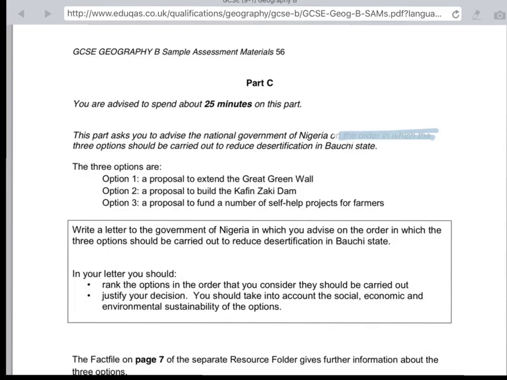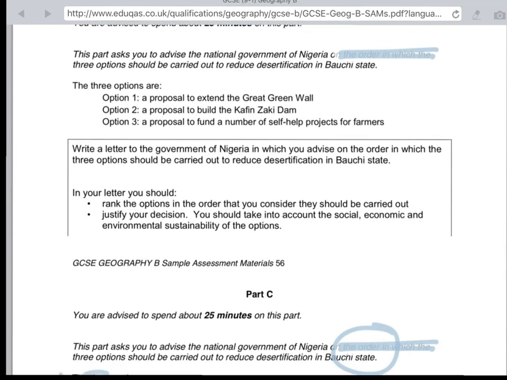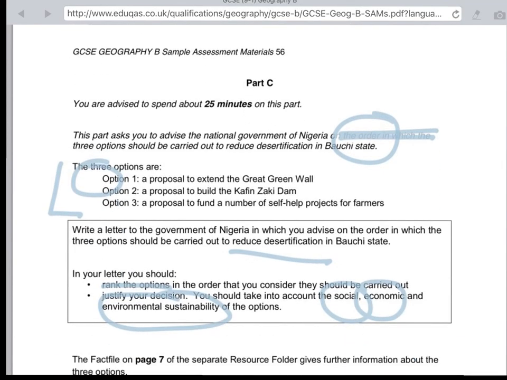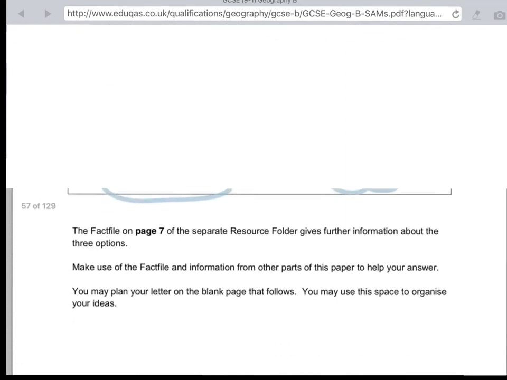The problem is that you may get one with two options, or you might have four options, and you have to pick two. You just simply have to read this. Now, what they will also do is give you some space. And if you look down here, there's a blank page. So I would also use this blank page here.